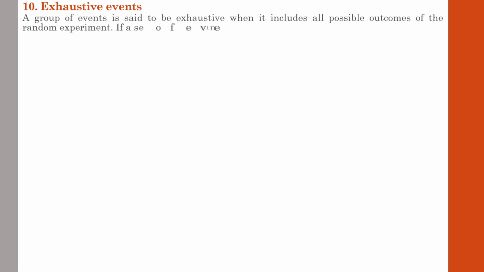Next one, exhaustive events. A group of events is said to be exhaustive when it includes all possible outcomes of the random experiment under consideration. That is, if a set of events are exhaustive, at least one of them will happen in any trial or experiment of the random experiment.